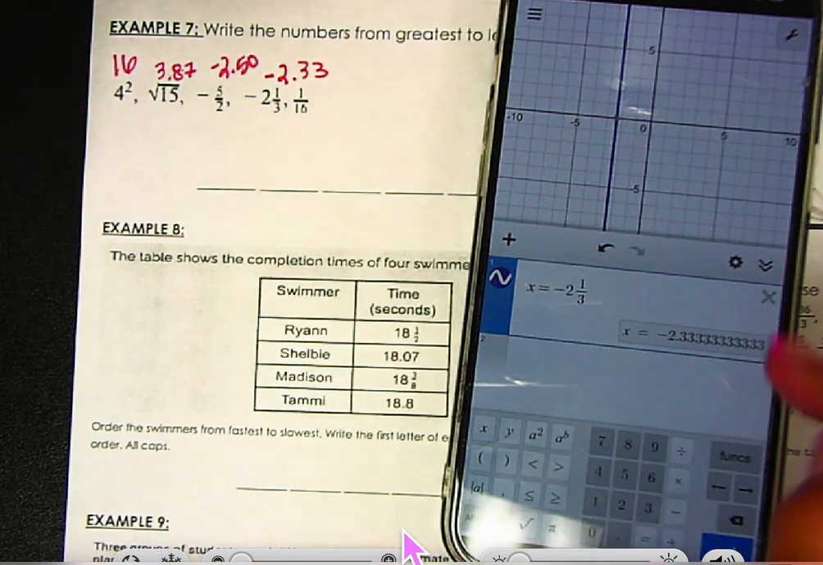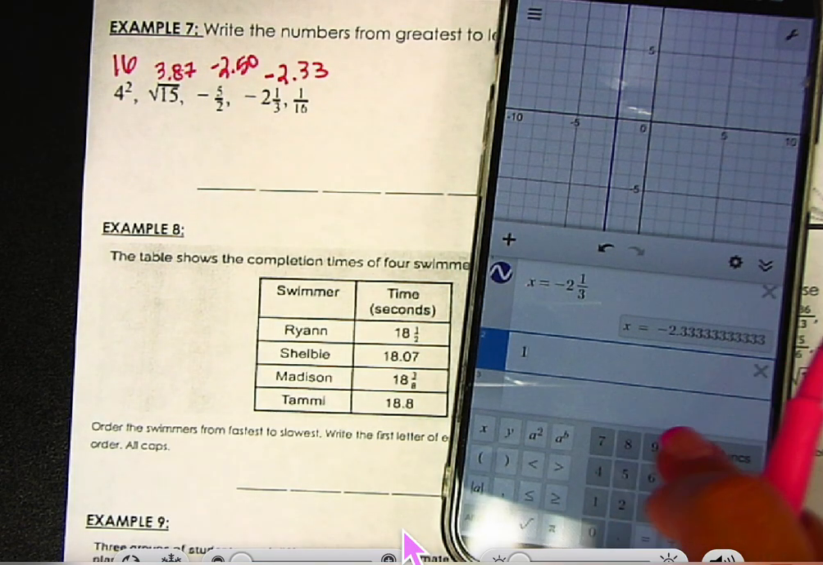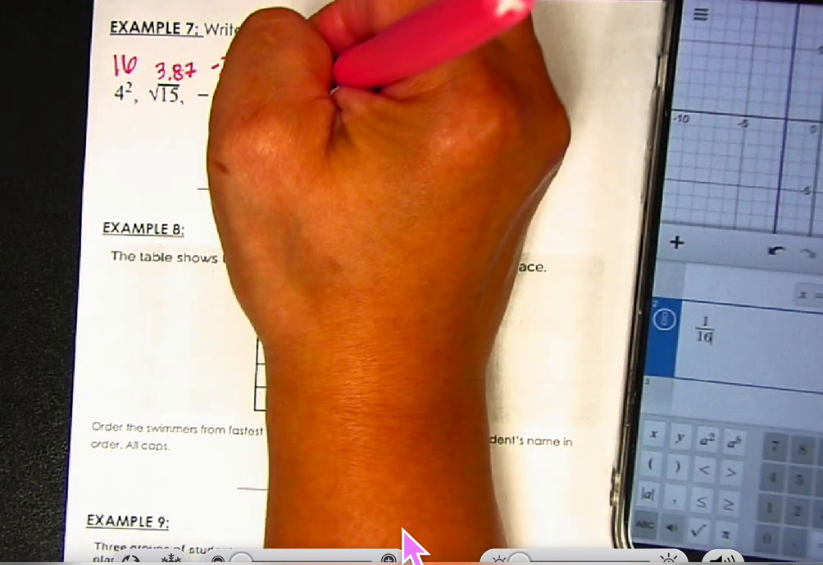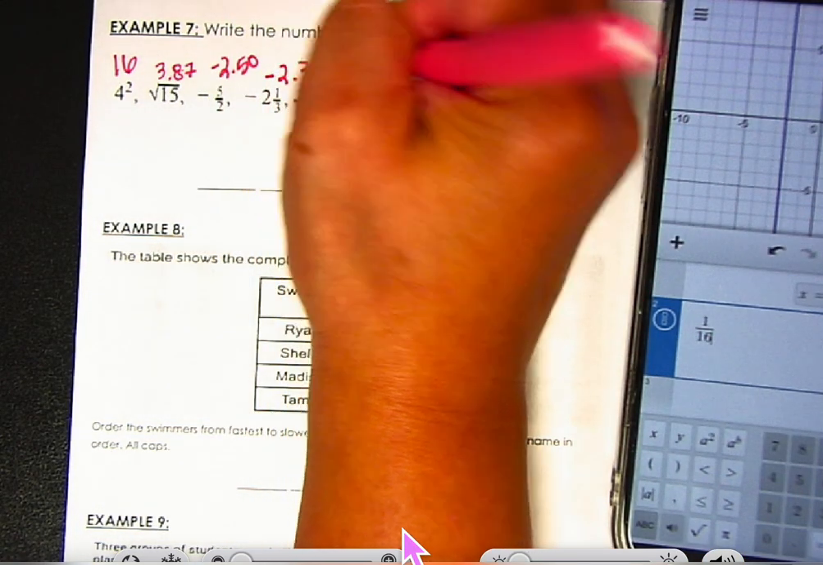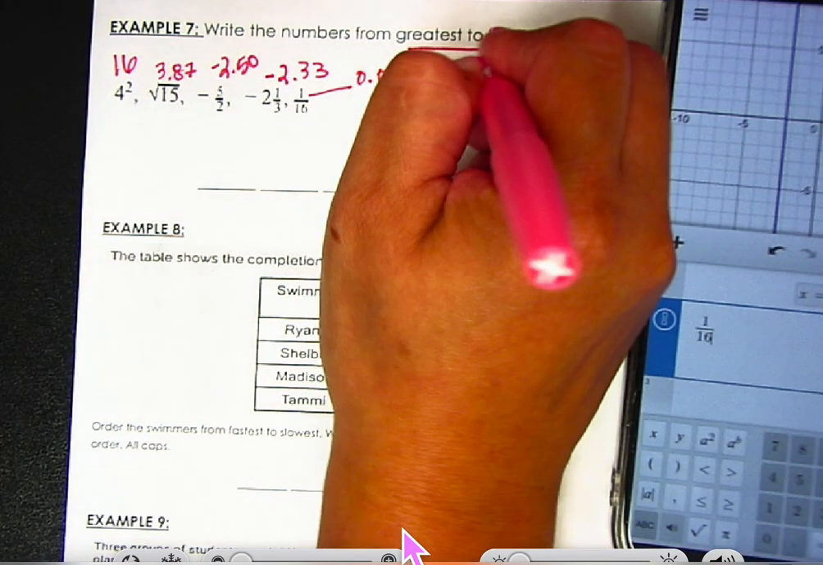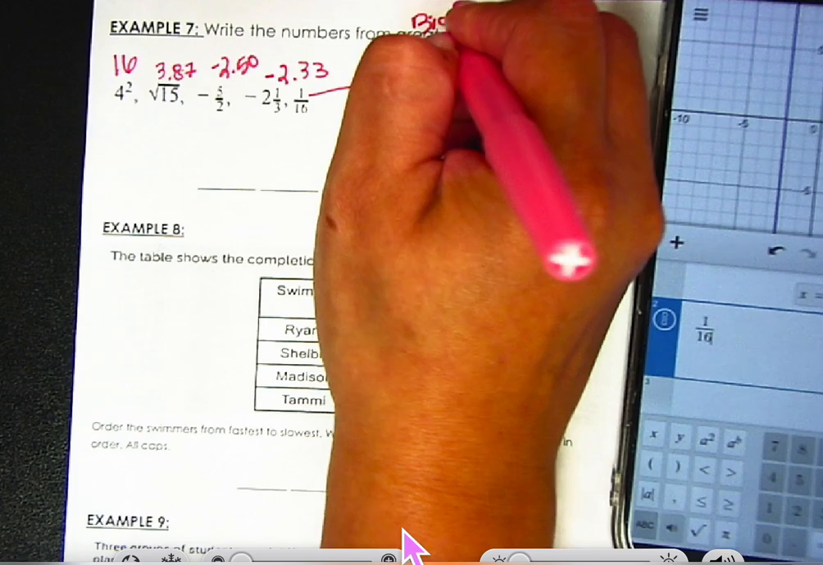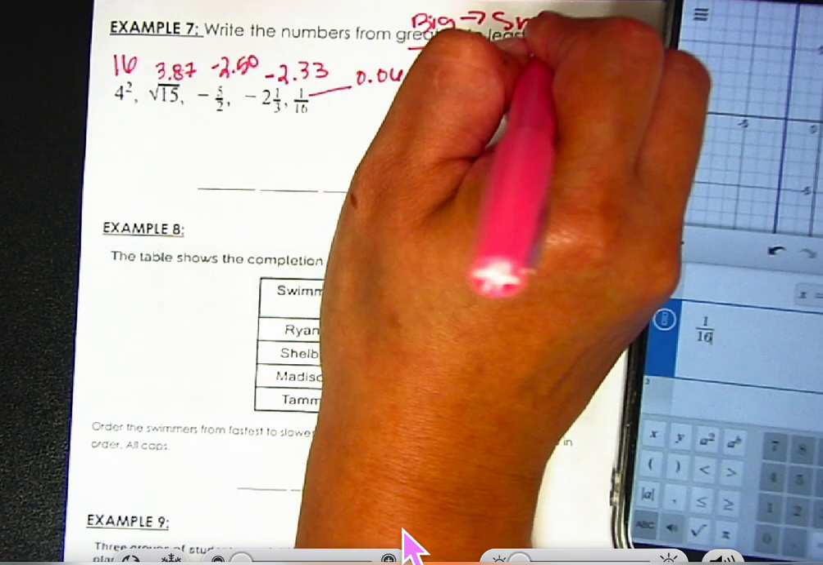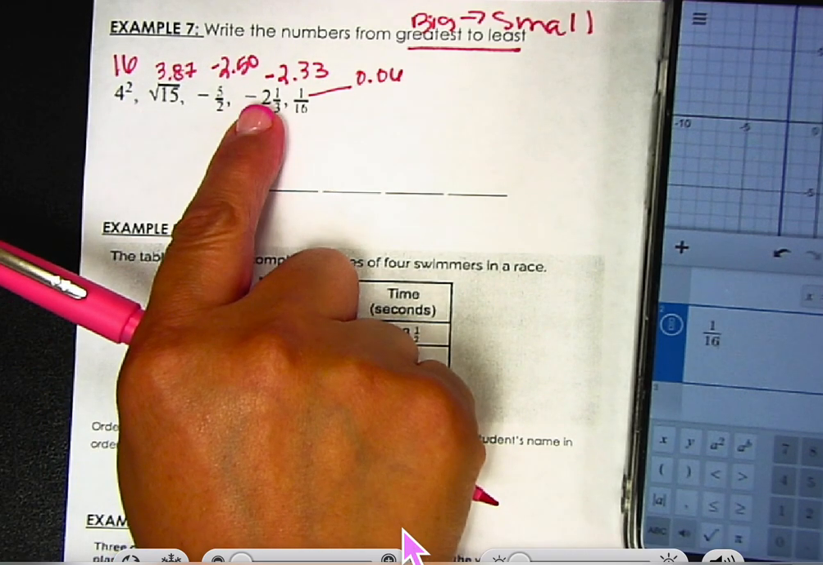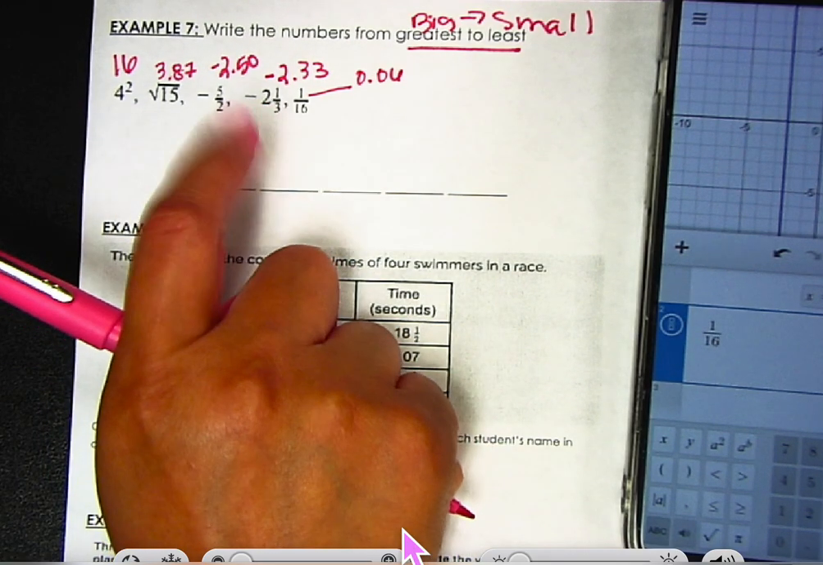Then the last one is going to be 1 divided by 16, which is about 6 cents. So I'm going to put it over here because I ran out of space. About 6 cents. Okay, so now you're going to put them from greatest to least, so big to small. Okay. And then remember that you have to put them in the original form, which is why we put them in decimal first, and then we're going to put them into the original form in order.